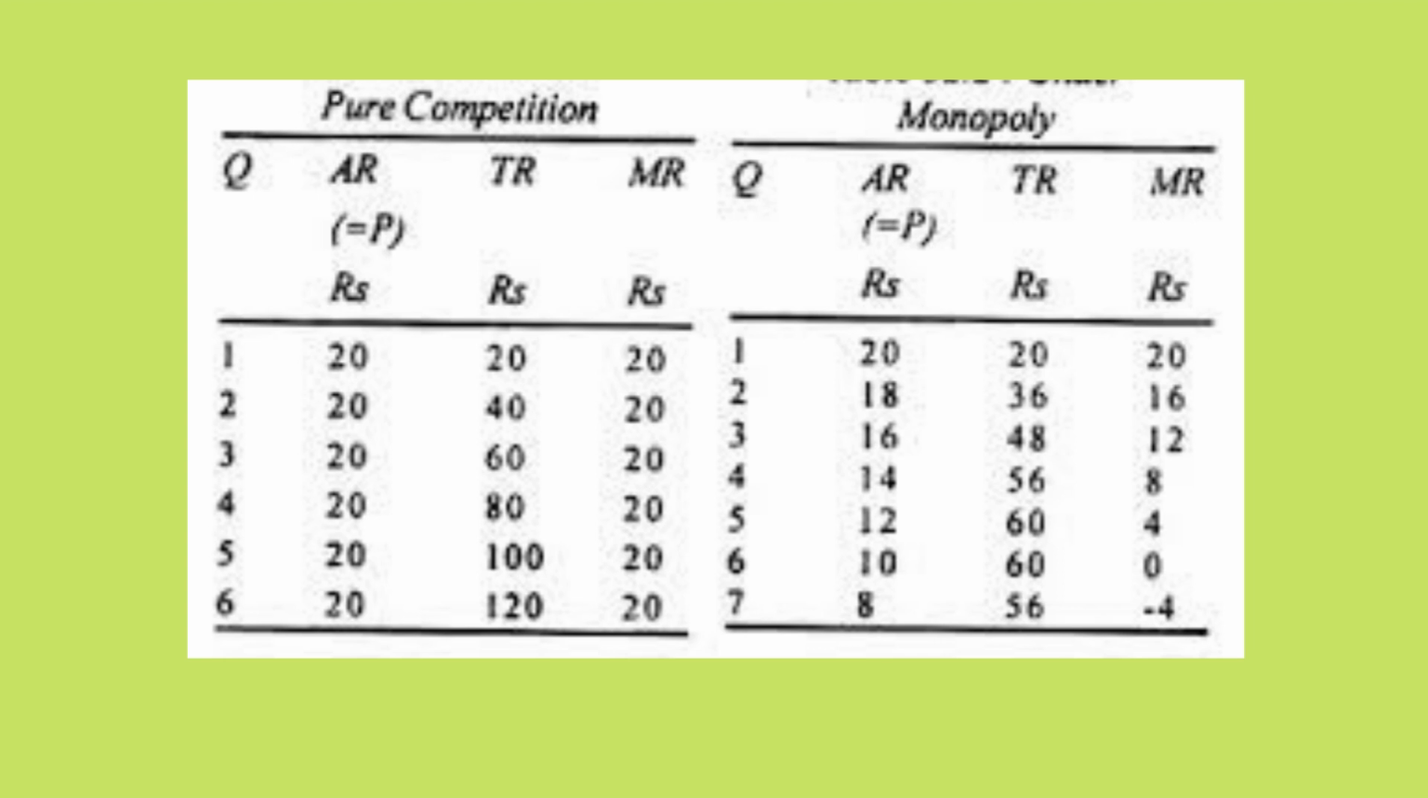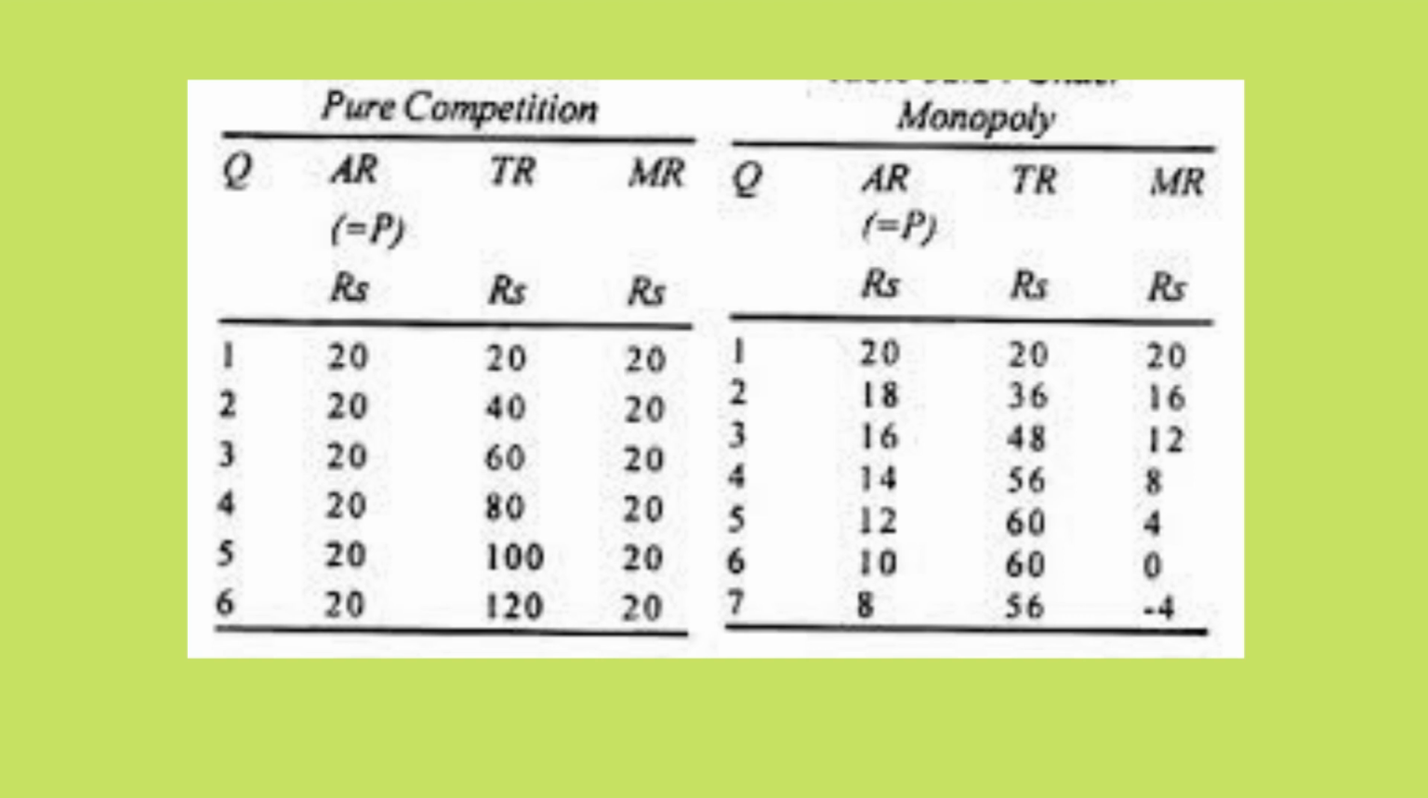Total revenue is price into quantity, we will get the total revenue. And how do we find the marginal revenue? TR n minus TR n minus 1. That means this 40 minus 20, we will be getting 20. So marginal revenue we find out like this. Now the relationship between average revenue and marginal revenue: in a pure competition market, the average revenue is equal to the marginal revenue. We can also say price is equal to average revenue is equal to marginal revenue in a pure competition market or a perfect competition market.